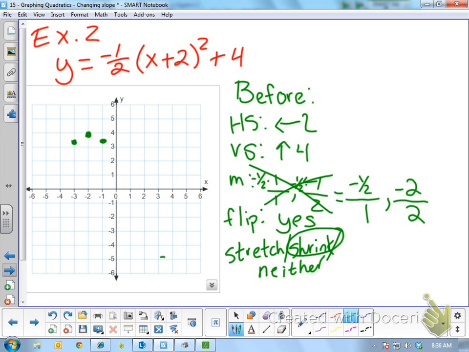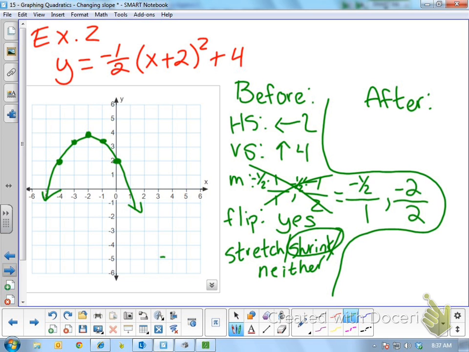Then we go do the next one, -2 over 2. So now we go down 2 over 2. Down 2, left 2. Make sure to draw it as a U shape, not a V shape. So we've done all of our before stuff. Now we need to do our after stuff.